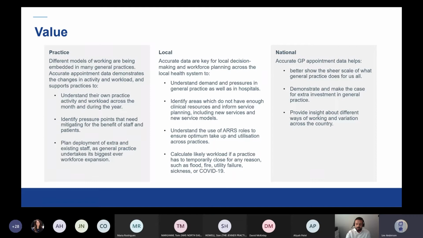Locally, it gives CCGs and other people an idea of the demands and pressures, both in general practice and within hospitals. It gives you an idea of what services you need to provide, what resources are lacking, what resources are needed, and some ideas around how to optimize the use of ARRS roles for PCNs and so forth. And actually what it tells us is the sheer demand in primary care.